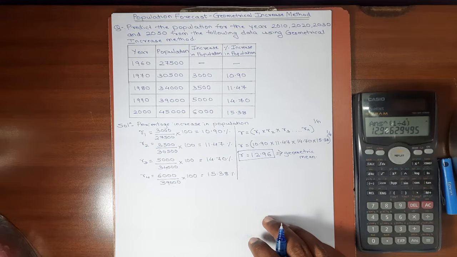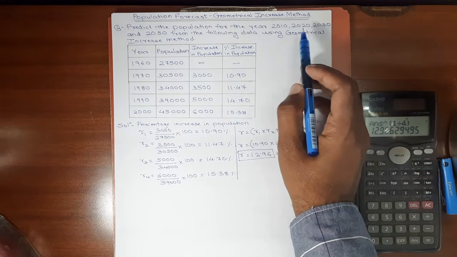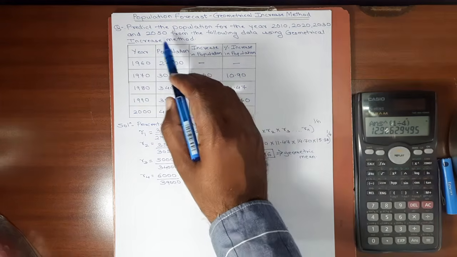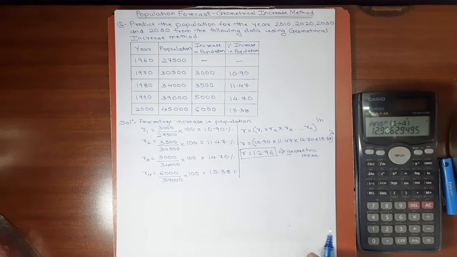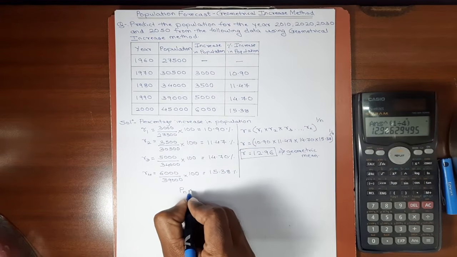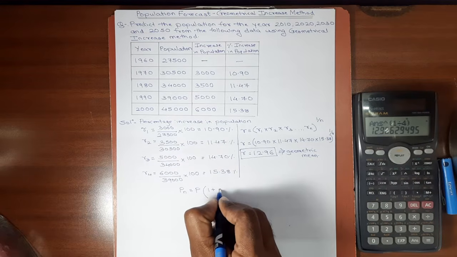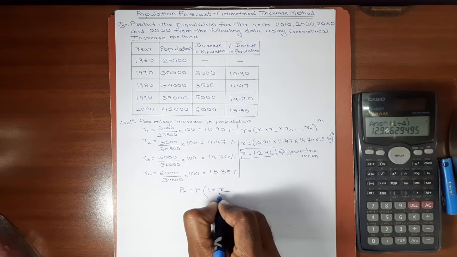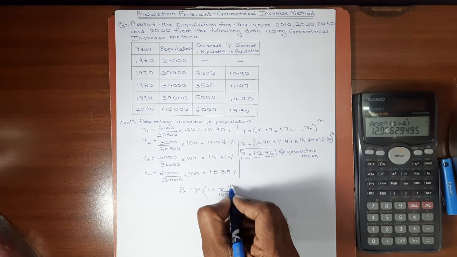Now we have calculated the geometric mean. Now the next step, we need to calculate the population for the year 2010, 2020, 2030 and 2050 by geometrical increase method. The formula for calculating the population using geometrical increase method is as follows: Pn is equal to P into (1 plus R by 100), that is geometric mean by 100, raised to n.